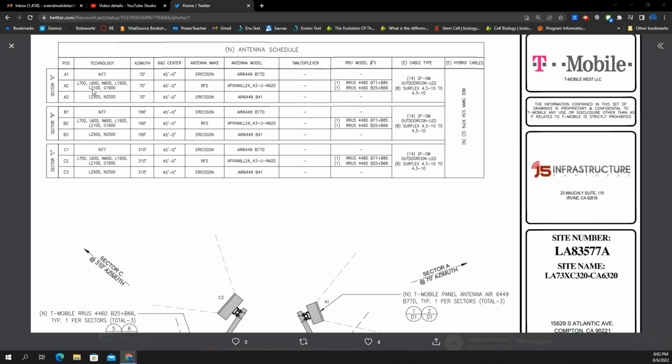For example, on this one, you have the 700 megahertz, L700. That means band 12. L600 is band 71. N600 is N71, the 5G version. L1900 is the PCS 1.9 gigahertz. L2100 is band 66, that's AWS. And then G1900, that's Sprint's PCS. And then it describes all the technical stuff here.